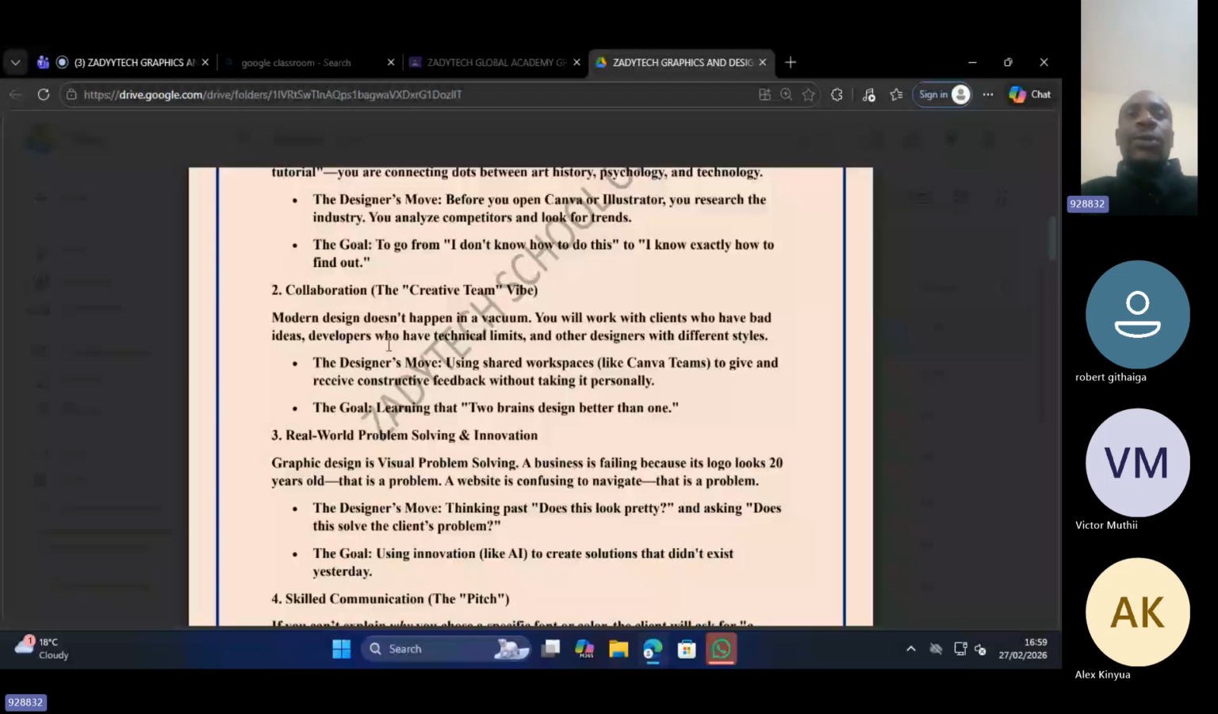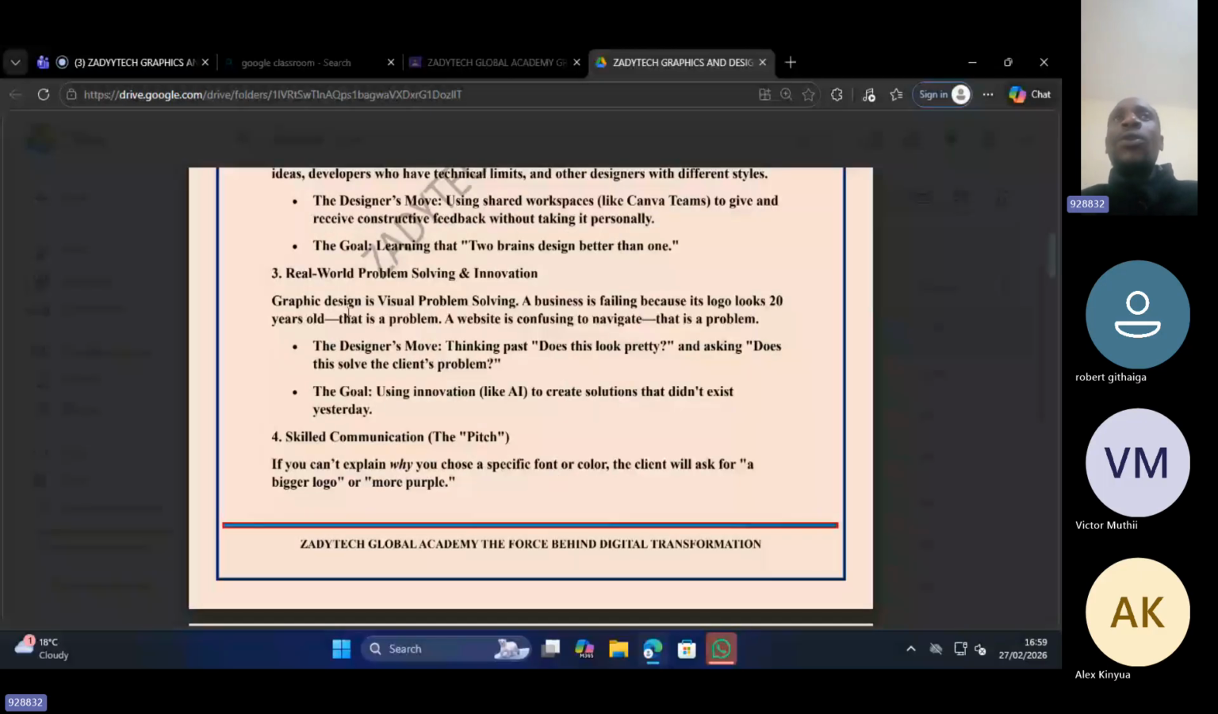Then the other skill that we need to adopt is real world problem solving and innovation. Remember that for you to earn, for you to get that cash, for the money to flow from the other side to your side, you must have what you call problem solving skills. Remember that you earn money by solving problems.